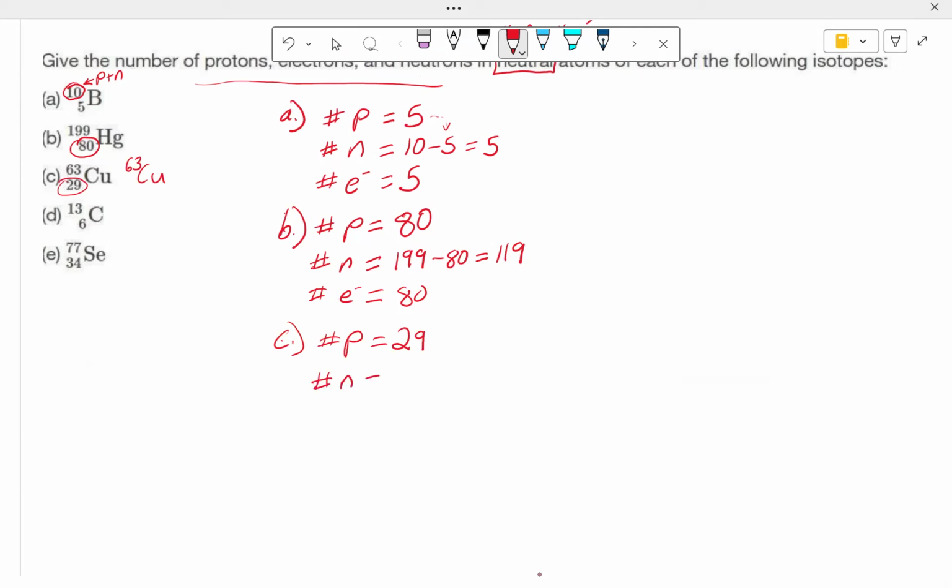Now the number of neutrons, I'm going to take the mass number, subtract the atomic number, and it comes out to 34. And again, I'm assuming, because the problem tells me that these are neutral atoms, that means the number of electrons is equal to the number of protons.